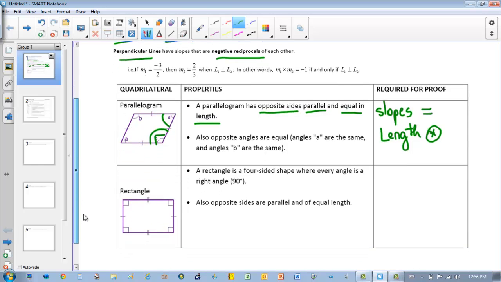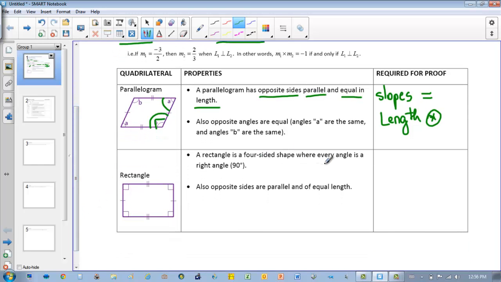Now for a rectangle. A rectangle is a four-sided shape where every angle is a right angle. Same as parallelograms, opposite sides are parallel and of equal length. We have to go back to slopes. Not only do we have to prove that opposite slopes are equal, but we have to prove that adjacent slopes, adjacent meaning lines that are right next to each other, are perpendicular. Well, I know that perpendicular sides have negative reciprocal slopes.